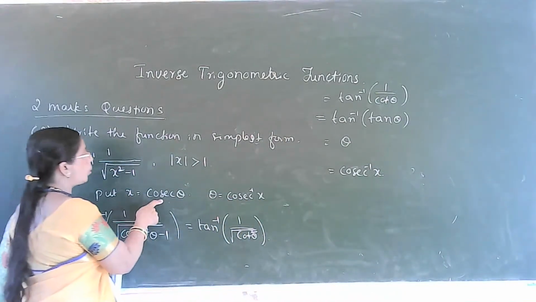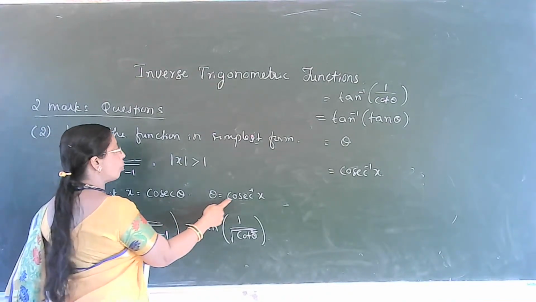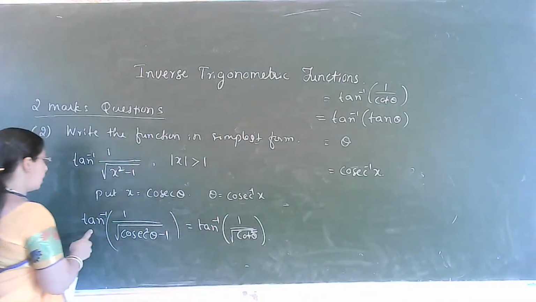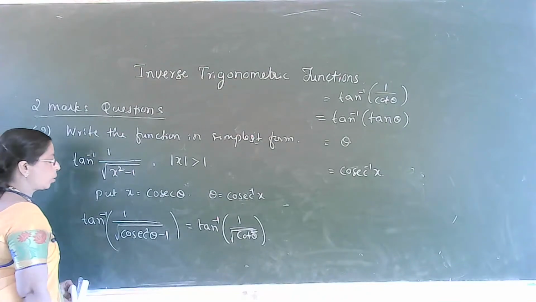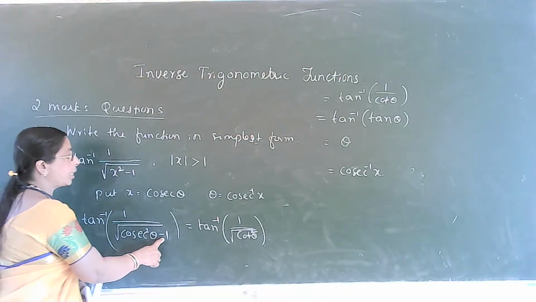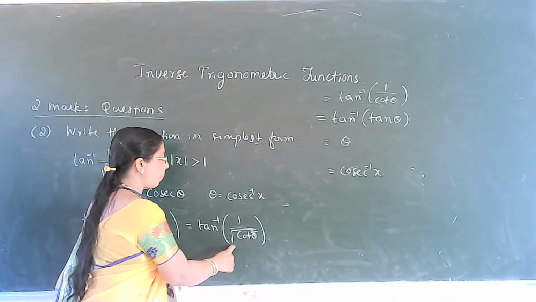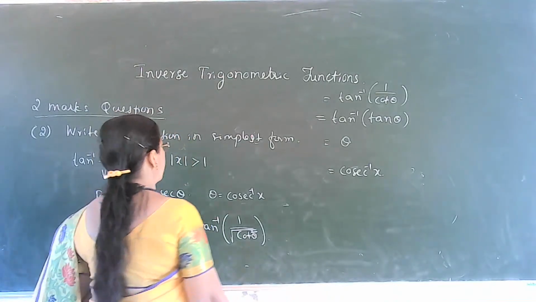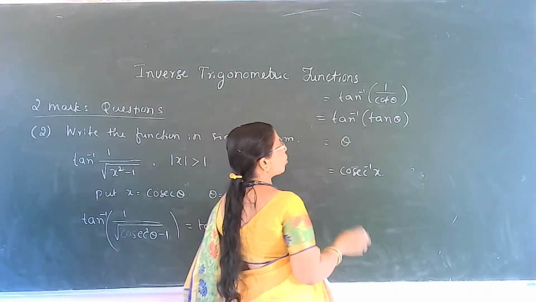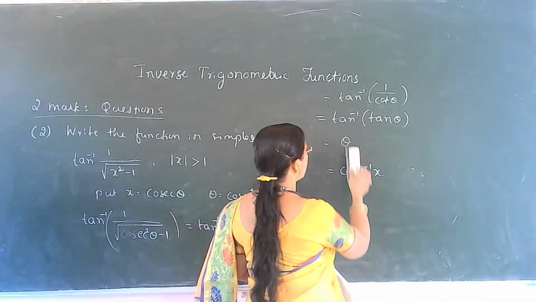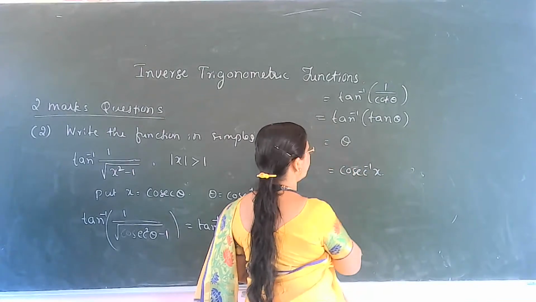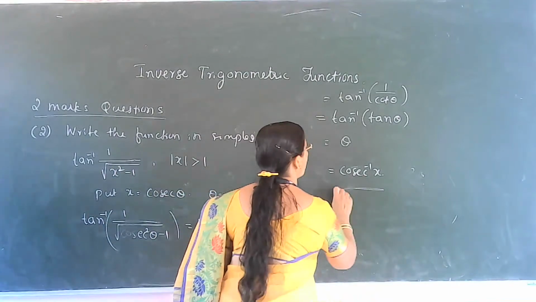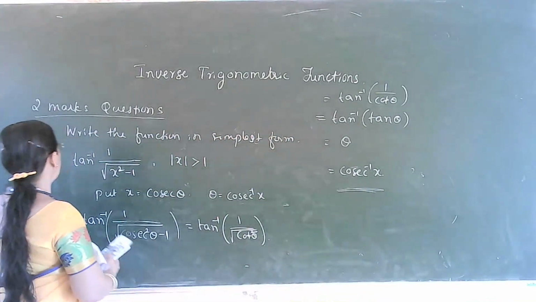We put x equal to cosec theta, then theta is equal to cosec inverse x, by the inverse trigonometric function. Then tan inverse of 1 by root of cosec square theta minus 1 is equal to tan inverse of 1 by square root of cot square theta, by the trigonometric identity. Then it is equal to tan inverse of 1 by cot theta, which is tan inverse of tan theta. Then it becomes theta. Theta is equal to cosec inverse x. It's the simplest form of this trigonometric function.